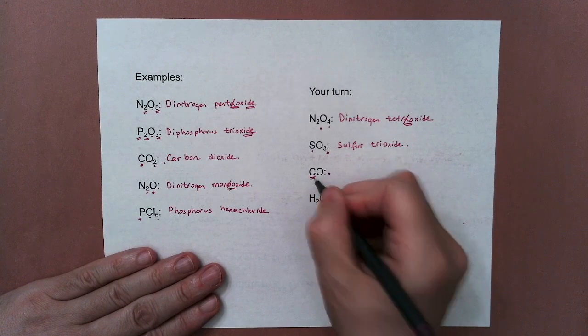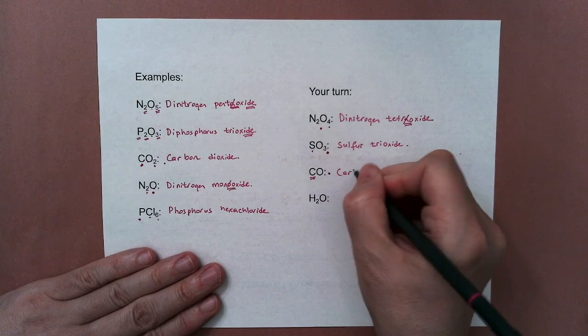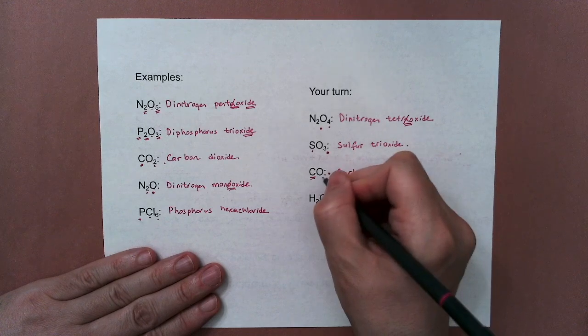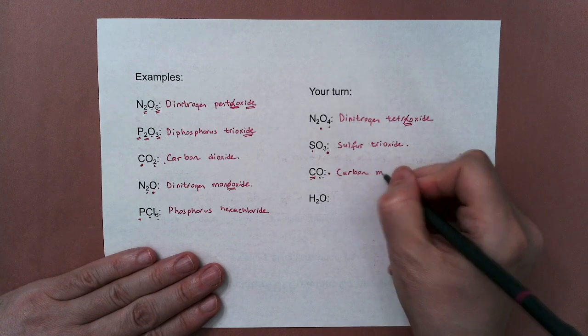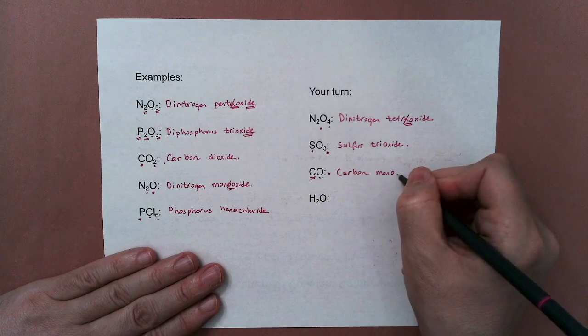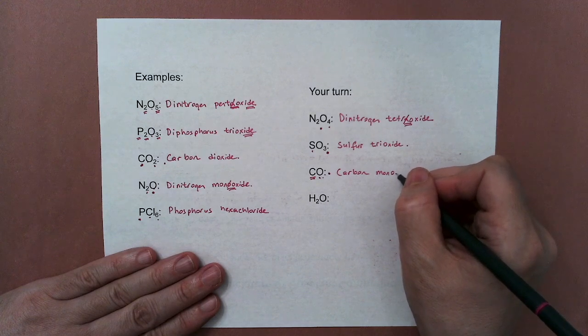We have 1 carbon, so we just say carbon. And we have 1 oxygen. If you have the second nonmetal, only 1, then you still need to say mono. Monooxide. We don't say monooxide, we say monoxide.